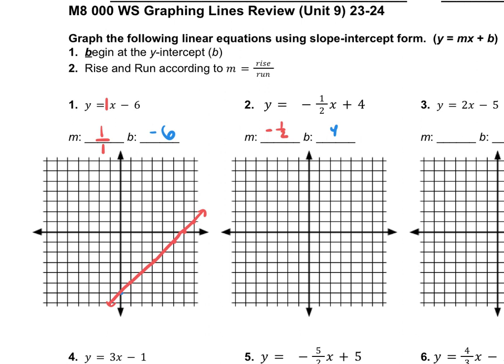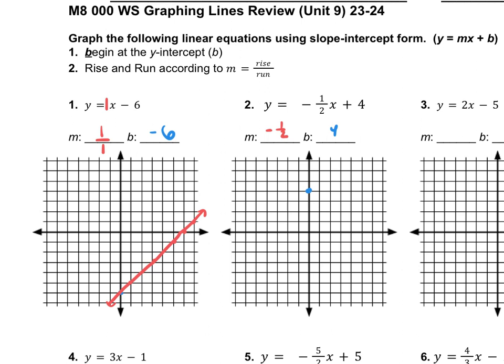Now it's important to remember that when I have a slope that's negative, I need my line to be going down as I read it from left to right. So this can be confusing because with this negative sign, sometimes we forget, okay, is the 1 negative or is the 2 negative? Well, only one of them is negative.